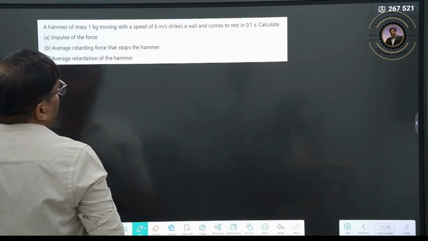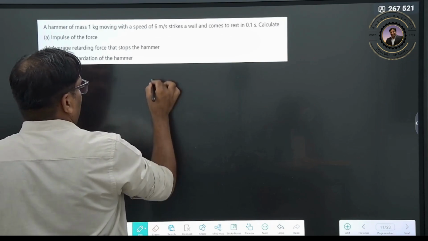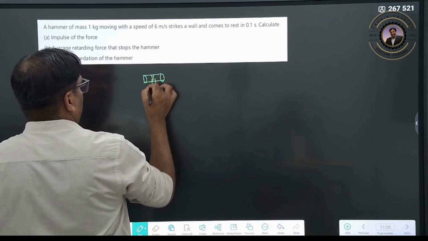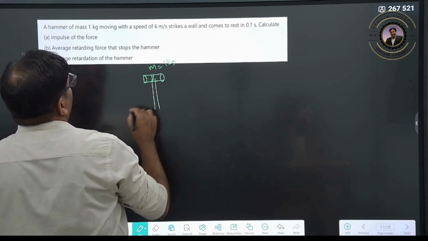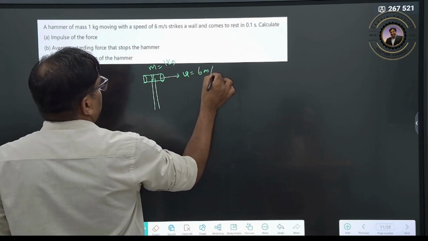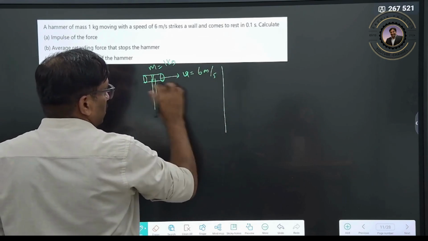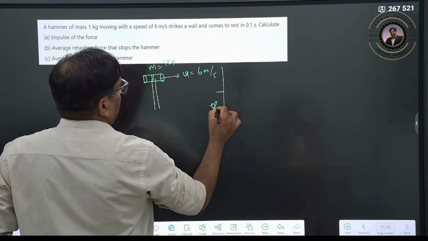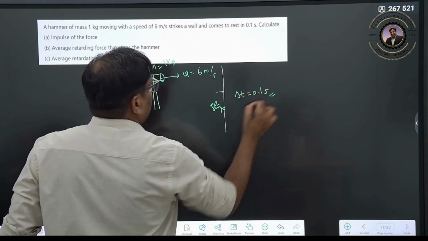So first of all, there is a hammer. So this is one hammer now, right? This hammer's mass is how much now? 1 kg. This is going with a speed of how much now? 6 meters per second, and it is going and hitting the wall. Therefore it stops. How much time will it take now? 0.1 second it will take now.